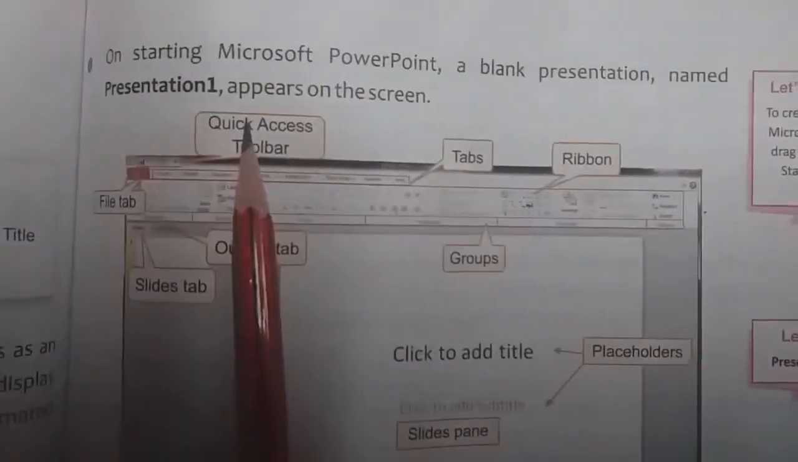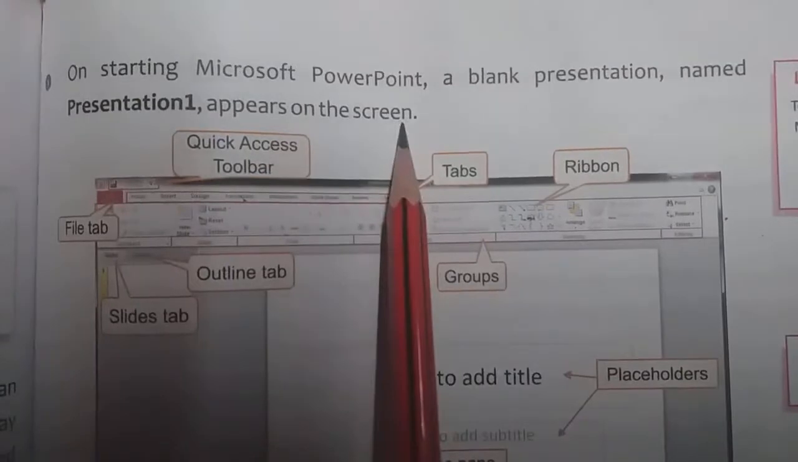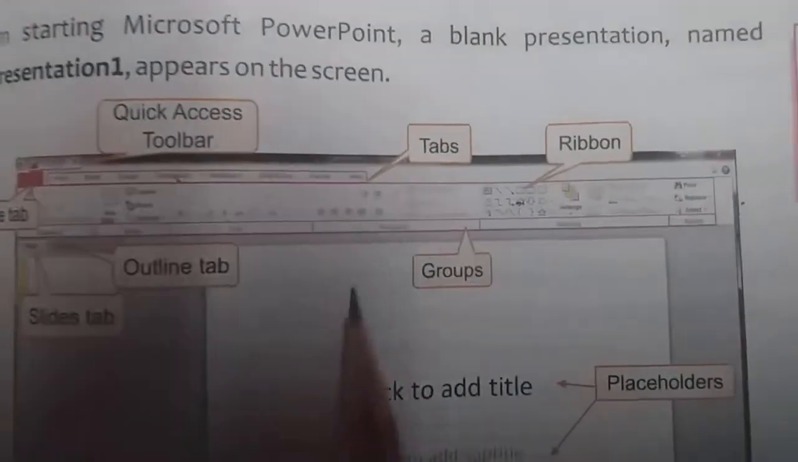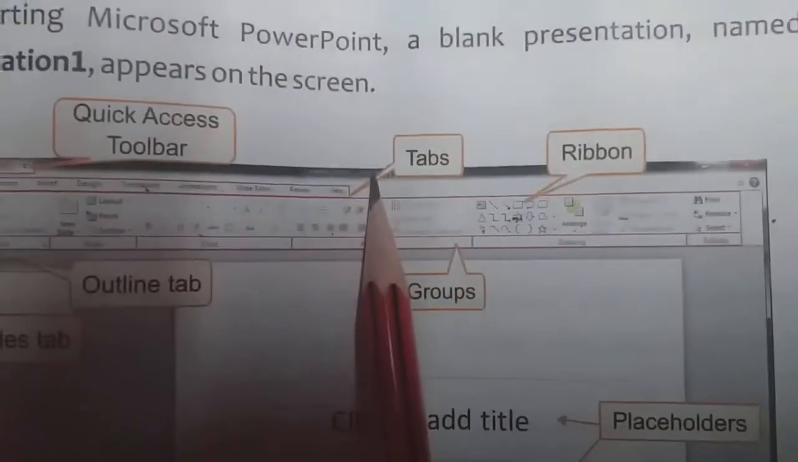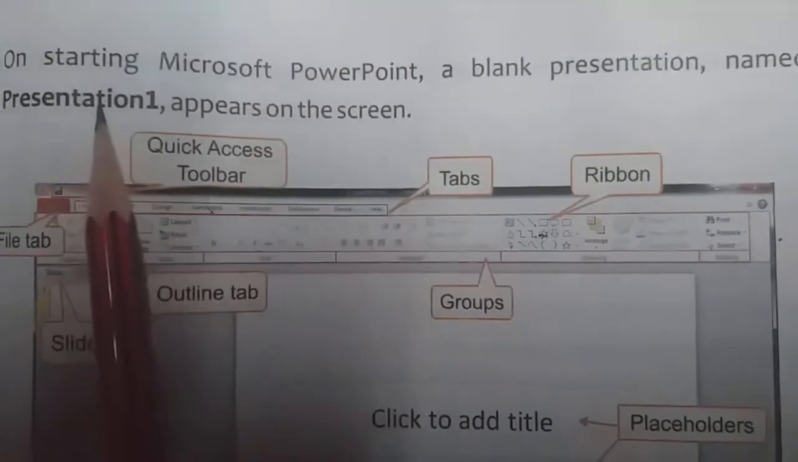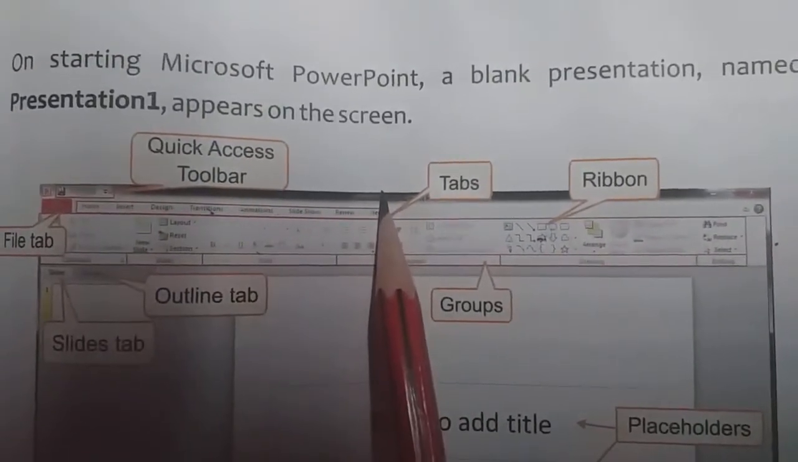On starting Microsoft PowerPoint, a blank presentation named Presentation 1 appears on the screen. Whenever we start Microsoft PowerPoint, we can see Presentation 1 written here. By default it has taken the name Presentation 1. We can change this name by saving our file.